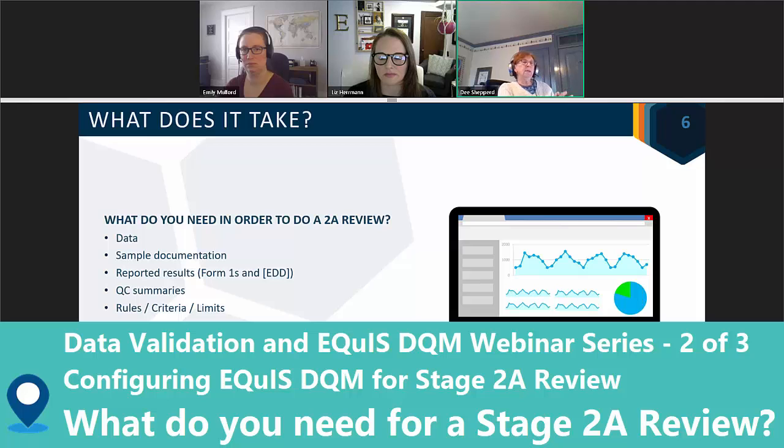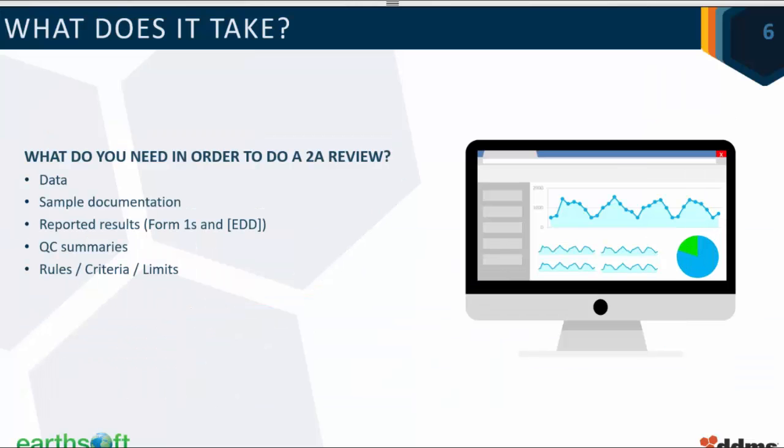Okay, so the DQM process that we're going to talk about today is where we're doing a 2A review, which is just the surface. It's that smallest part of the pyramid there. And we're looking at just the summary data. So what do we need to do a 2A review? Keep in mind, there will be some of it that's automated. There will be some of it that's still going to be manual.